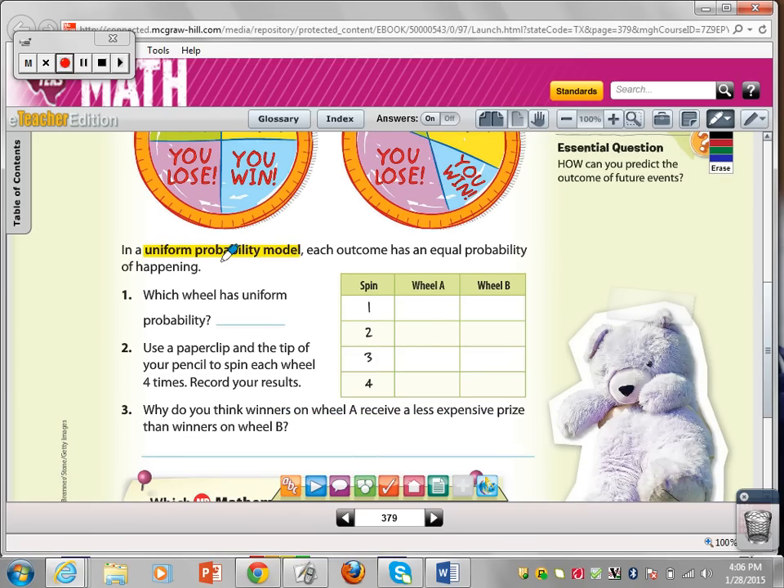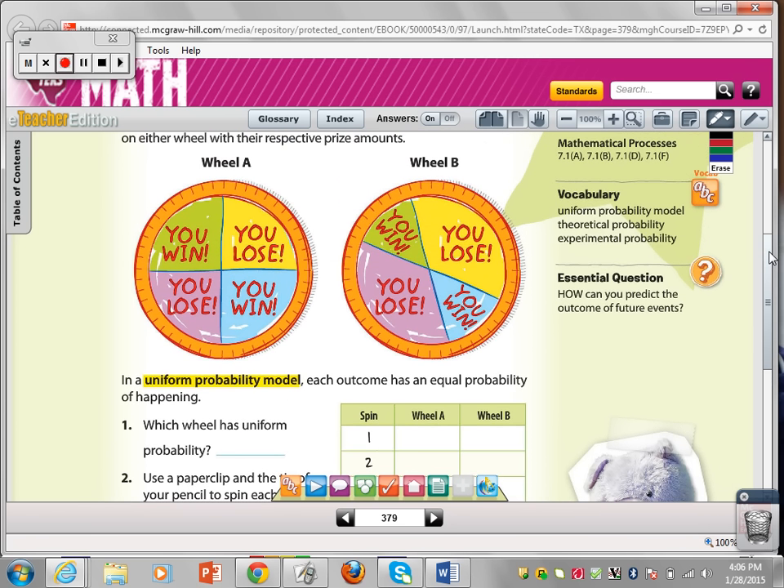In a uniform probability model, each outcome has an equal probability of happening. So if you look at wheel A, does every one of them have an equal probability? Yes, you can see it here clearly. But here, you can't, because it seems like the "you win" part is a lot smaller than the "you lose" part.